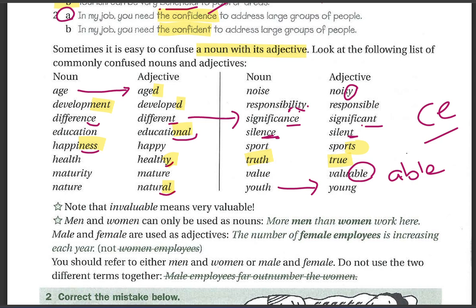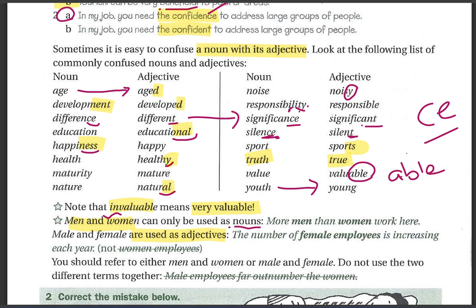So, now you can pause the video and look at the nouns and adjectives again and try to put them in your mind because they're going to be really useful and common in English. Note that invulnerable means very vulnerable. So here the in- is added to vulnerable. Men and women can only be used as nouns. More men than women work here, so they cannot be used as adjectives. Male, female are used as adjectives.